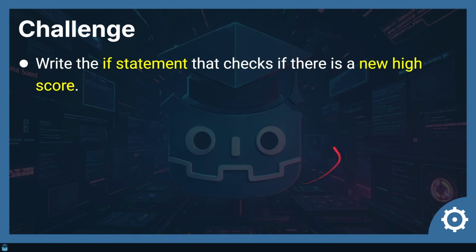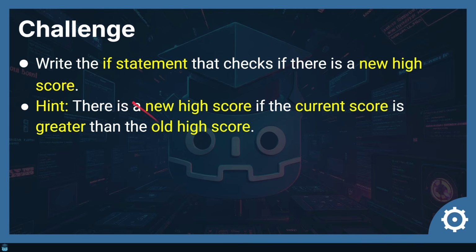Go ahead and write the if statement that is going to check if there's a new high score. As a small hint, there's a new high score if the current score is greater than the old high score. The old high score is going to be the one we loaded in ready into the high score variable, and the current score is going to be the score variable. Pause the video, give it a go, and come back when you're done.